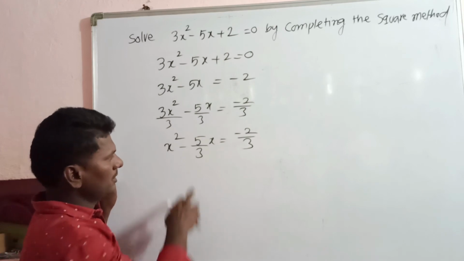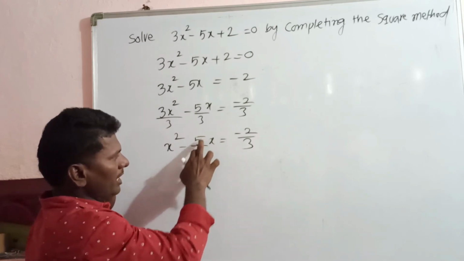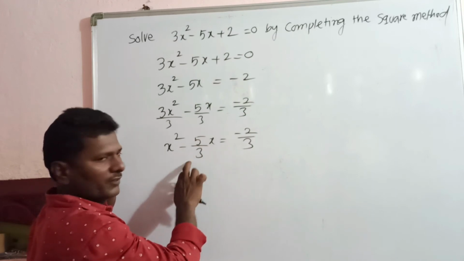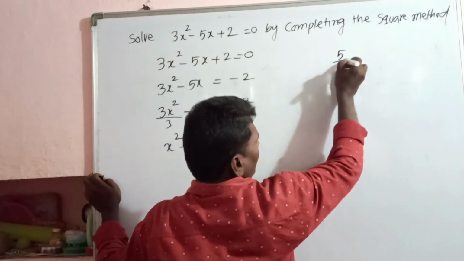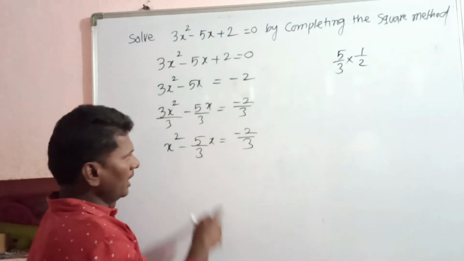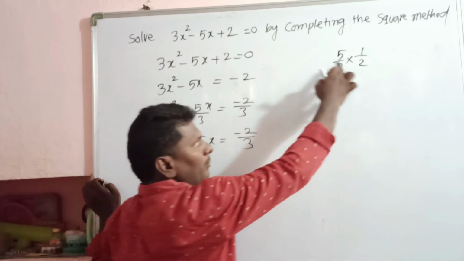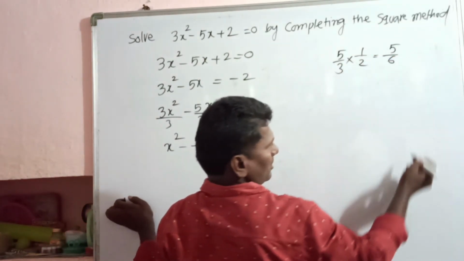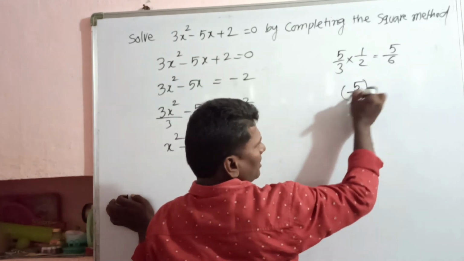Take the middle term, that is 5 by 3. Middle term means the coefficient of x, that is 5 by 3. Take this 5 by 3 and multiply by 1 by 2. 5 times 1 is 5, 3 times 2 is 6. After that, square this 5 by 6.